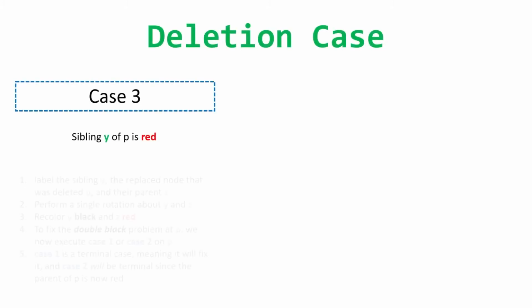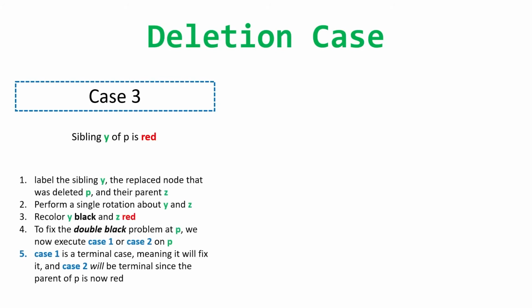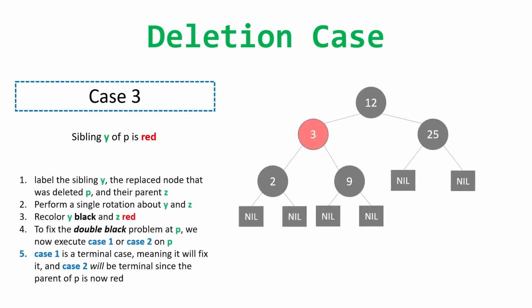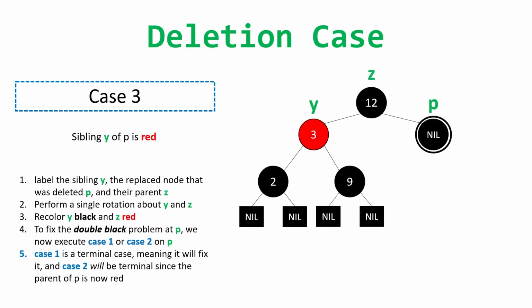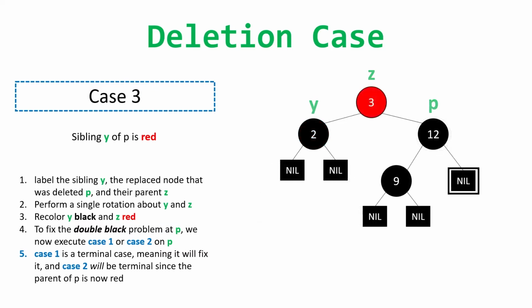Moving on to case number 3. This is when the sibling Y of P is red. Let's take a look at an example. Let's first delete a node. How about 25? We delete it and we promote one of the null nodes up. Now let's do some labeling. So that is labeled P, its sibling is Y, and their parent is Z. What we do here is we perform a single rotation about Y and Z. Let's go ahead and do that. We recolor Y black and Z red.